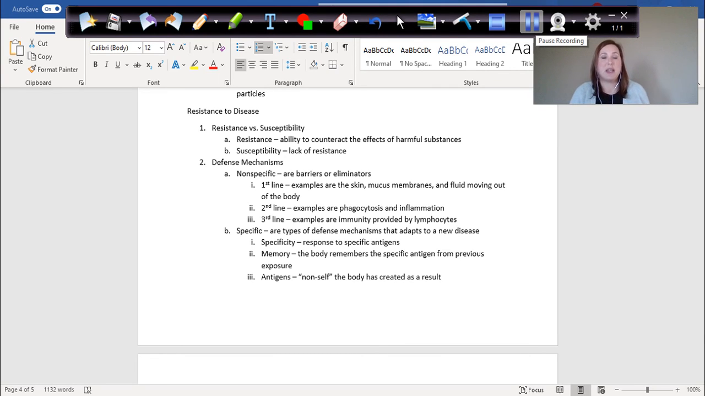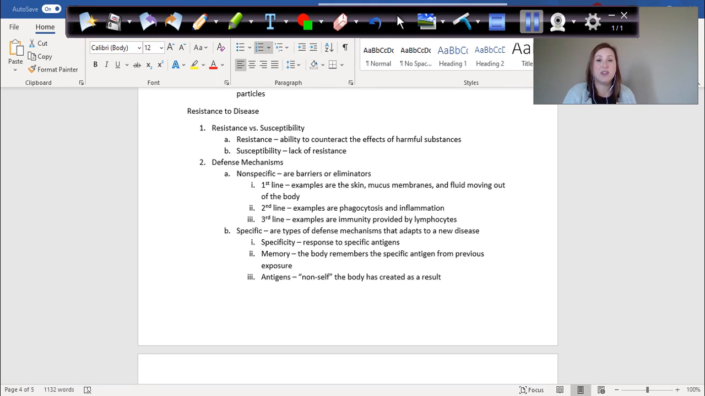Non-specific first-line defense mechanisms are your skin, mucous membranes, or fluid moving out of the body. We know our skin, our integumentary system, that's the biggest protection that we have. Our mucous membranes, like our mouth and our nose, fluid moving out of our body. So when we empty our bladder, fluid moves out of the body, pushing bacteria away. Or when we're sweating, we have that more acidic fluid in our sweat that can help kill bacteria and microorganisms as well.